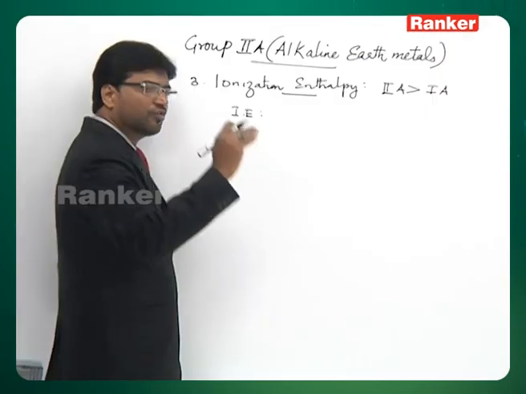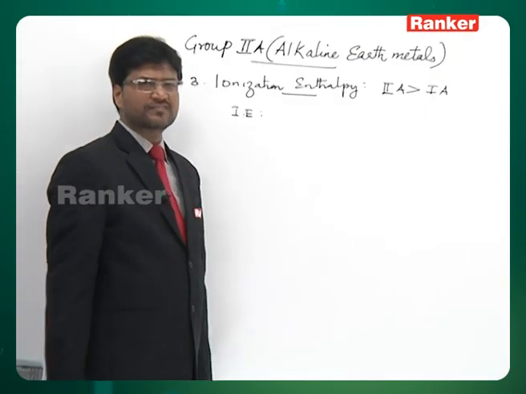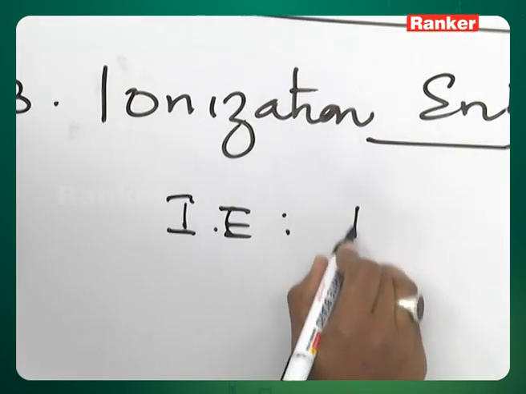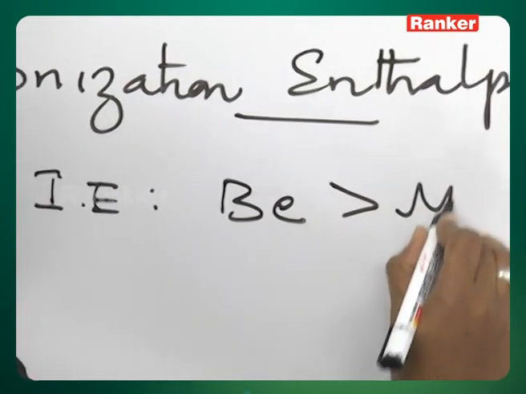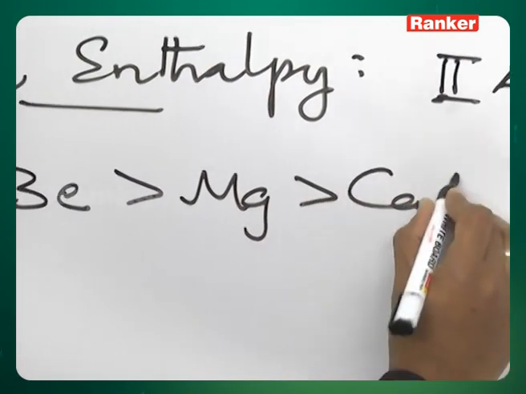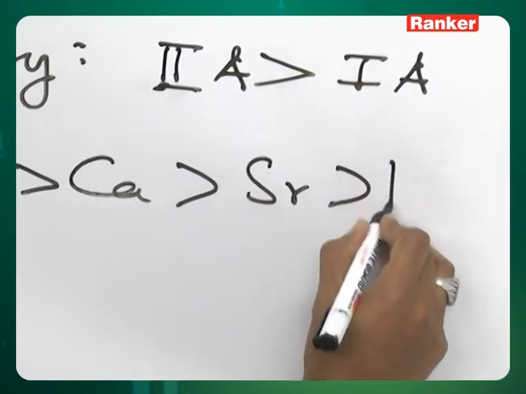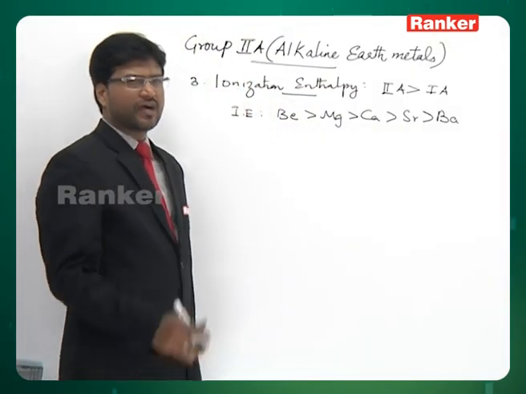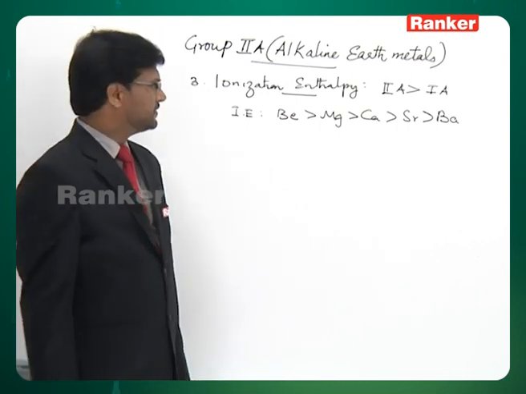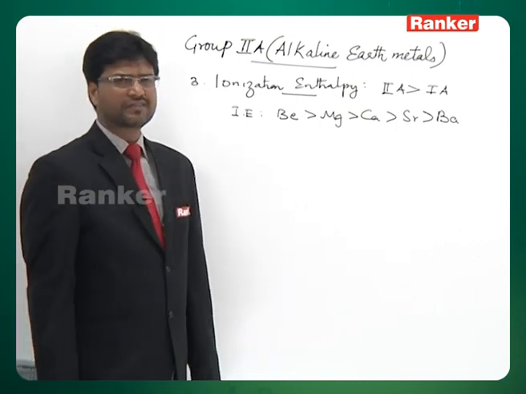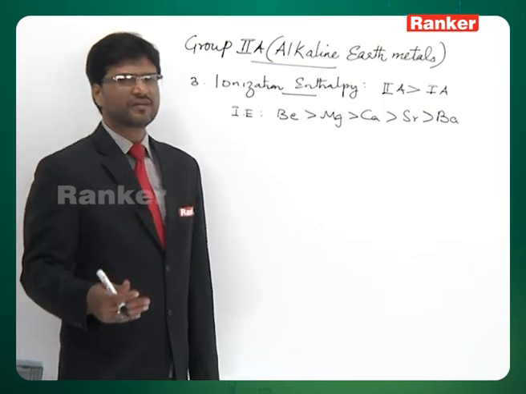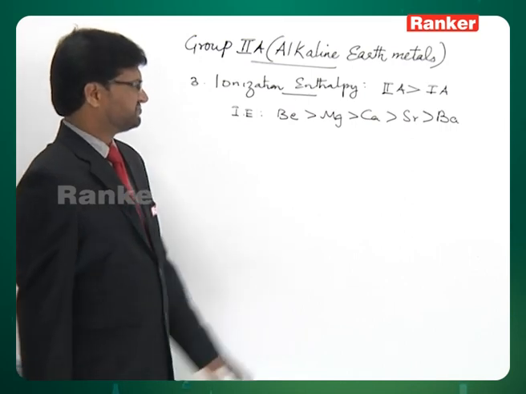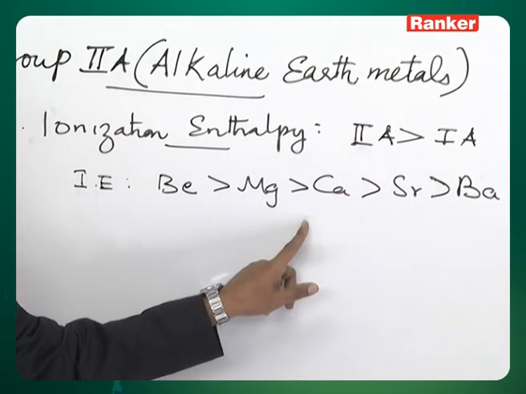As you go down the group, there is an increase in size. Therefore, ionization enthalpy decreases down the group. So the order is like this: beryllium greater than magnesium, then you have calcium, strontium, and finally barium. This is the order of ionization enthalpy. As you go down the group, ionization enthalpy regularly decreases. It is because the increase in size dominates over the effect of increase in nuclear charge. This comparison is required.